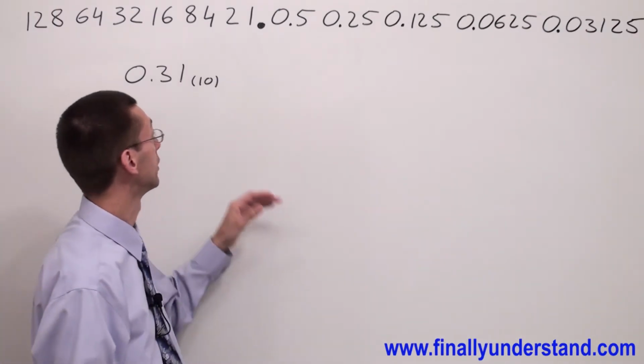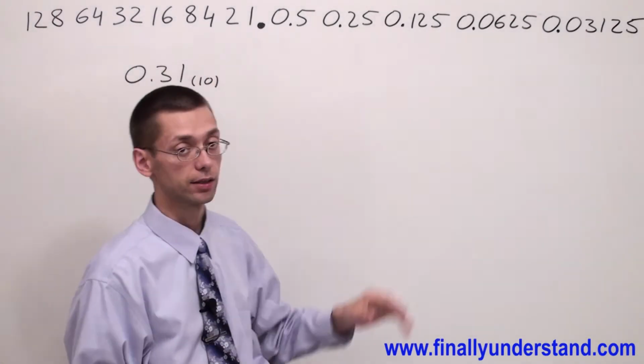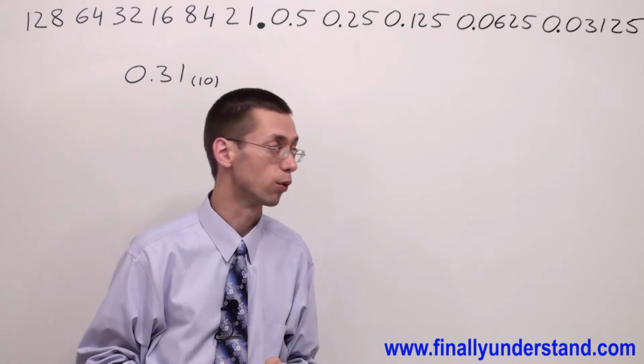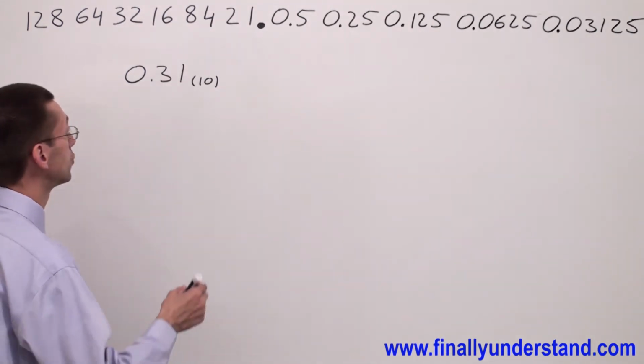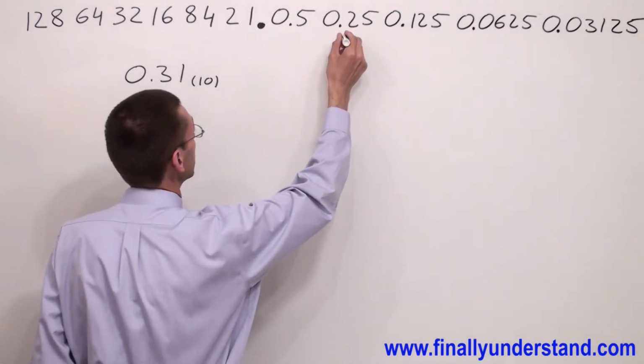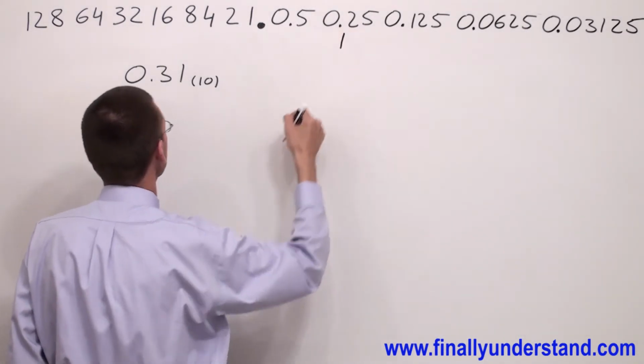Let's take a look at this example. This time we have 31 hundredths. Again, we're supposed to look at our weights and ask ourselves what is the highest weight which I can subtract from 0.31. I can subtract 0.25. That's why I'm going to write one over here.